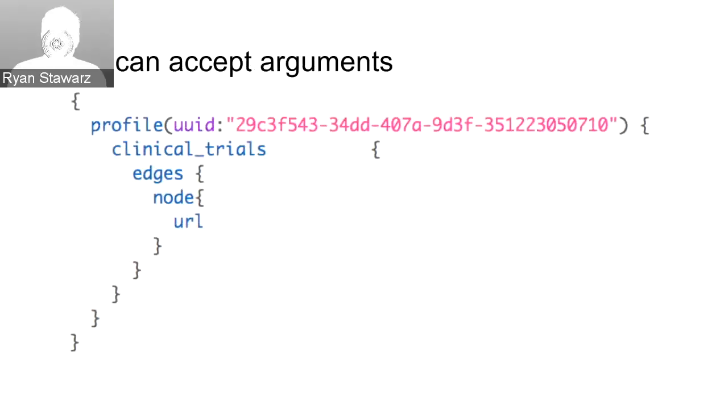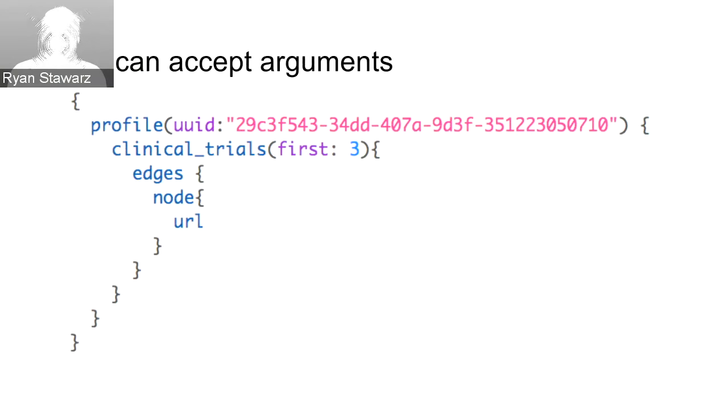So another really key component of GraphQL is that fields can accept arguments. You see this at top level all the time when you're asking for a profile. You're saying, I want the profile with this given UUID. But another place where this is important is that any field could accept arguments based on how you implement your schema. In our case, clinical trials actually accepts several arguments, which you'll see later.